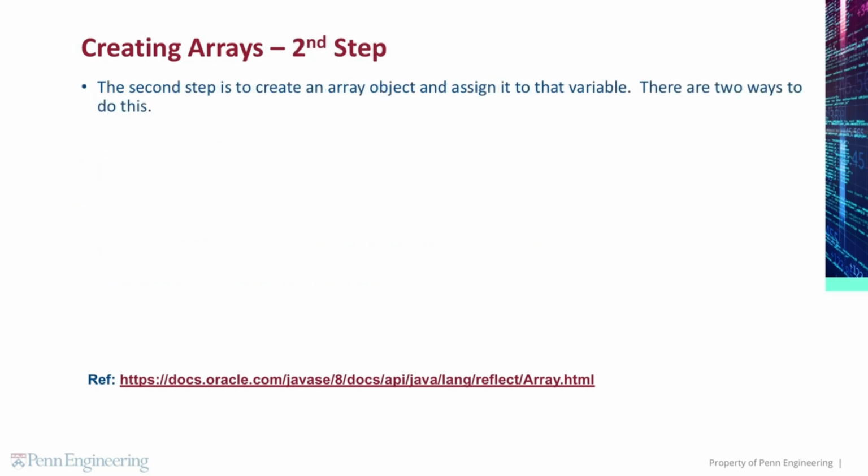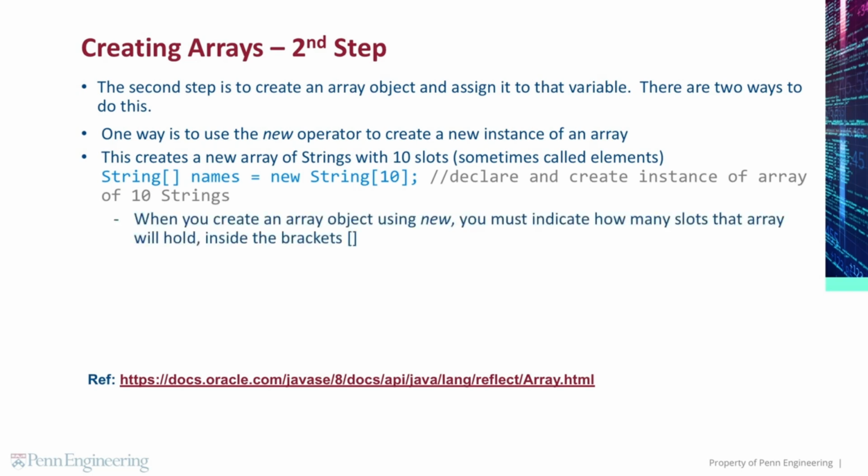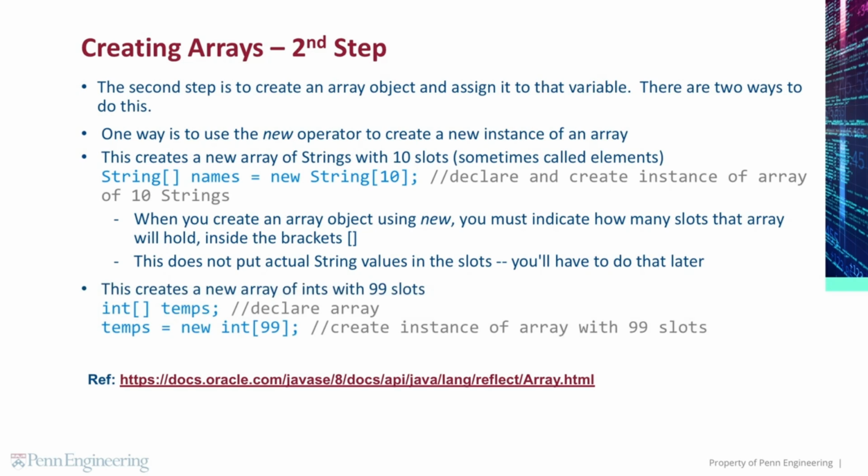The second step is to create an array object and assign it to that variable. There are two ways to do this. One way is to use the new operator to create a new instance of an array. This creates a new array of strings with 10 slots, sometimes called elements. When you create an array object using new, you must indicate how many slots that array will hold inside the brackets. This does not put actual string values in the slots. You'll have to do that later. This creates a new array of ints with 99 slots.